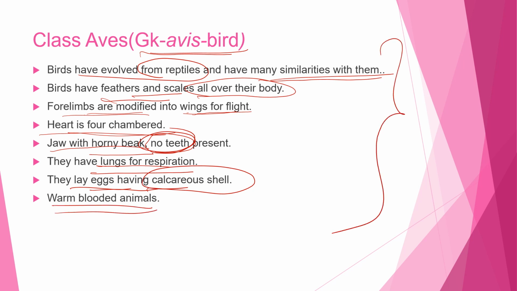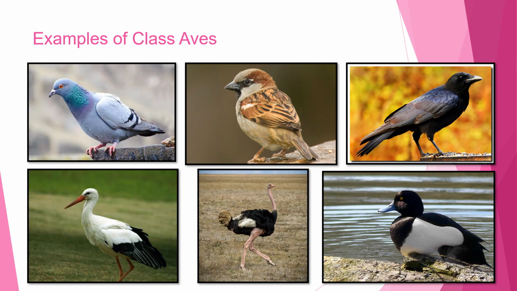So these are the main characteristics of the Aves group, and this is very easy. Wings are there, they have scales, the jaw is modified into a horny beak, lungs are there for respiration, they lay eggs with a calcareous shell, and they are warm-blooded animals. So what are the examples of this class Aves? These are all common birds we see everywhere. This one is pigeon. This one is the sparrow, which we see very little nowadays. We say that due to the radiation of mobile towers, they are becoming extinct. This is house sparrow. This one is crow.